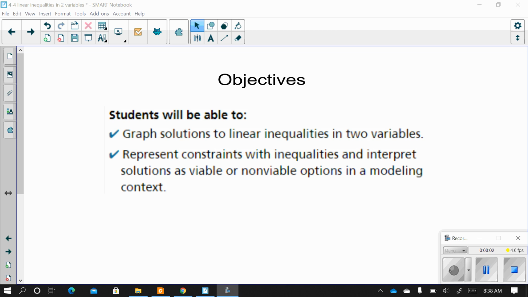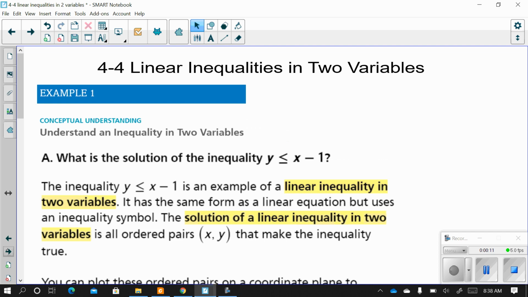Hey guys, so today we're moving on to 4-4. Today we're going to graph solutions to linear inequalities, and then we're also going to look at a word problem with this. Okay, so 4-4, linear inequalities in two variables.